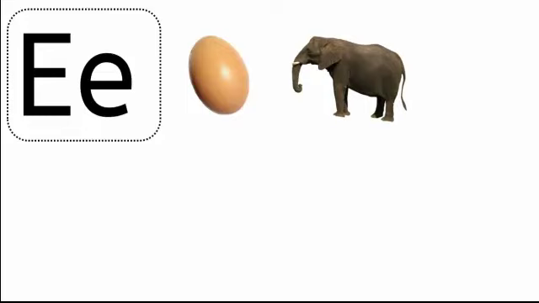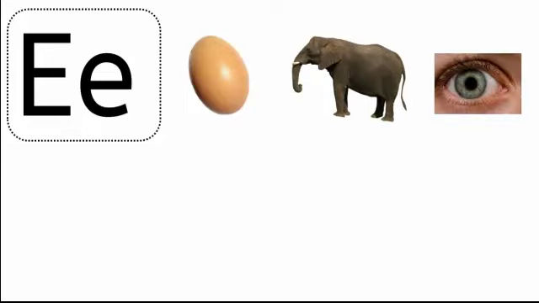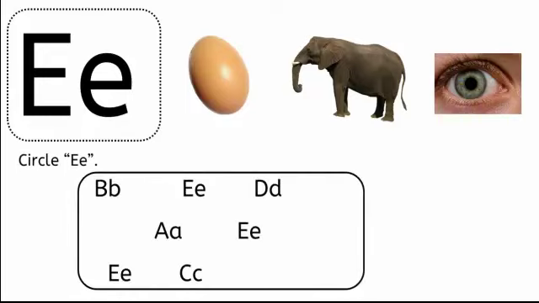E. E says eh. Egg, e, elephant, e, eye. Circle e sound. E, e, e.